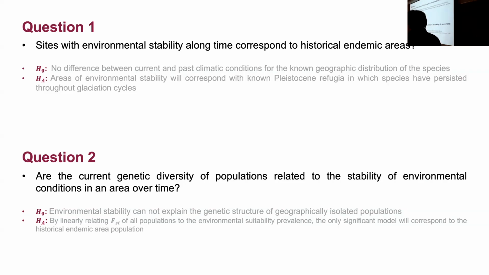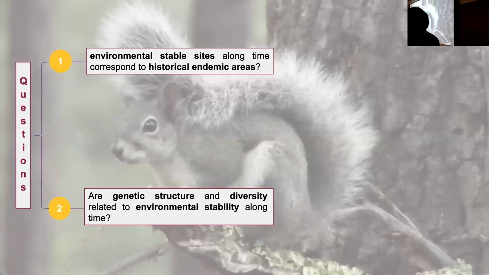If the sites that remain stable in this environmental niche remain the same along the time, these sites correspond to the historical endemic area. That's it, the area where the species can live, even if the environment changed, the species remain in the same area. That's the first question. And the second, if the genetic structure of the populations is related with the sites that are environmentally stable along the time. So those are my 2 research questions.